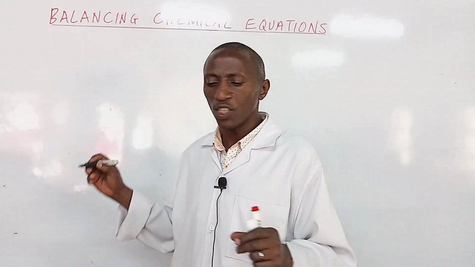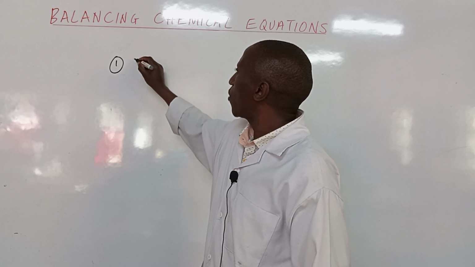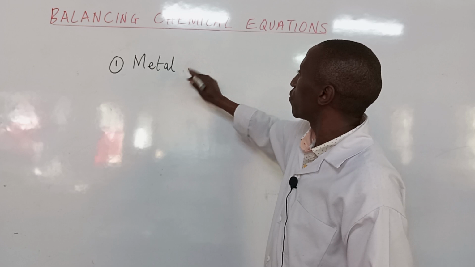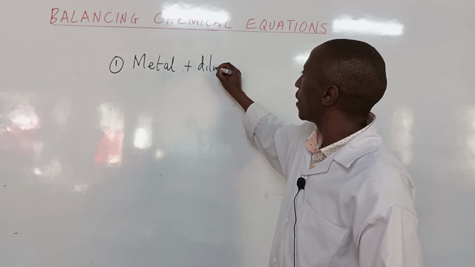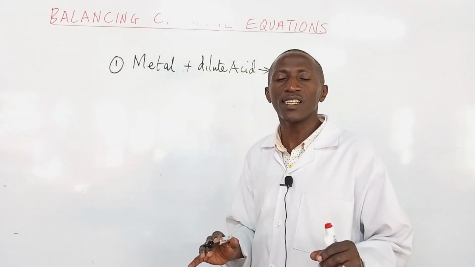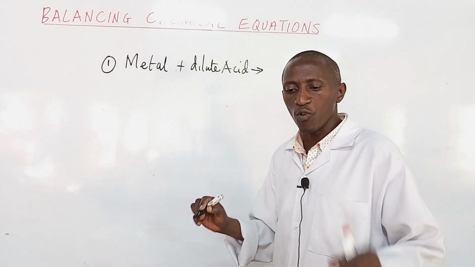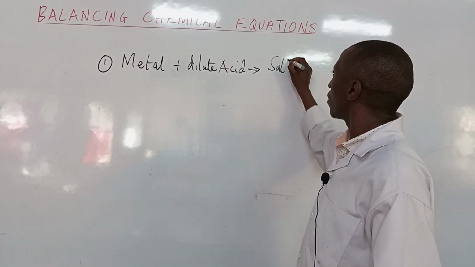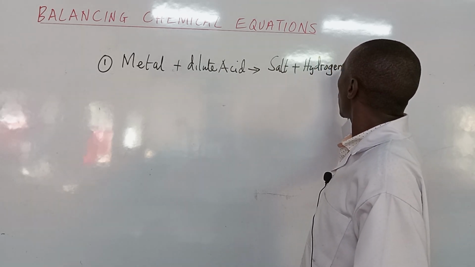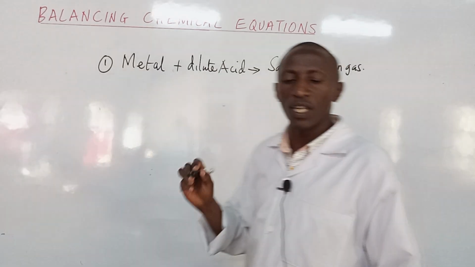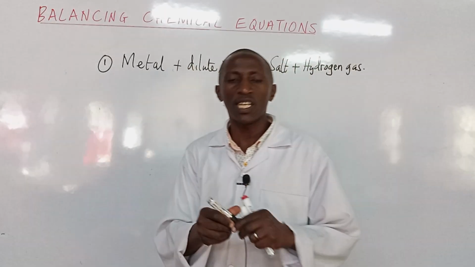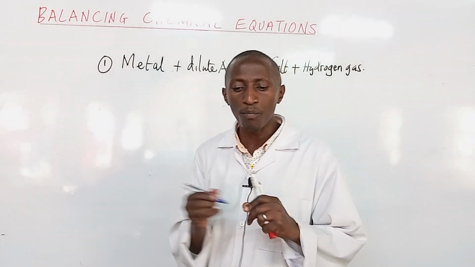Number one, a student should be able to know how to write the equation between a metal plus dilute acid. When a metal is reacted with a dilute acid, the products are usually a particular salt plus hydrogen gas, a salt plus hydrogen gas. So with that in mind, it becomes very easy for us when we shall be looking at these equations. So let's look at number one.